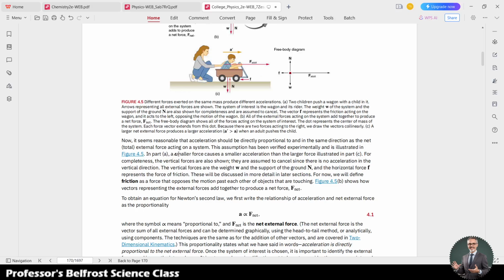So a smaller force causes a smaller acceleration than a larger force. And for completeness, the vertical forces are also shown, and they are assumed to cancel since there is no acceleration in the vertical direction in this case. This is only in this case. Later, you will find problems where vertical forces are very important, and you need to take them into account. Maybe you'll see an example later. So the vertical forces are the weight in this case, and the support of the ground, which I always call the normal force. And the horizontal force f represents a force of friction.